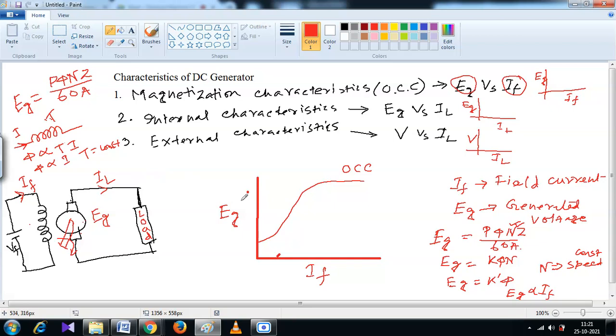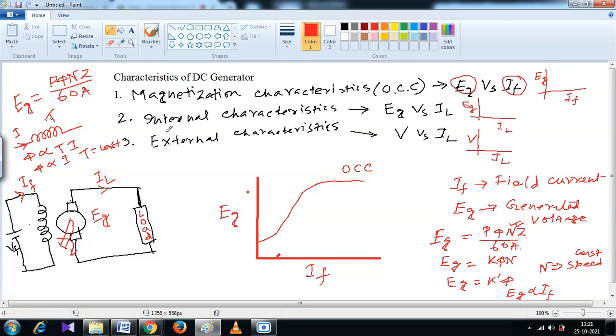So I hope you have understood what the magnetizing characteristics are and how we do that, and how EG depends on IF. I hope you understand that. Have you understood, Danish? Yes, sir. Okay.